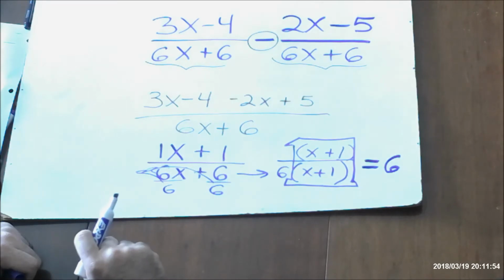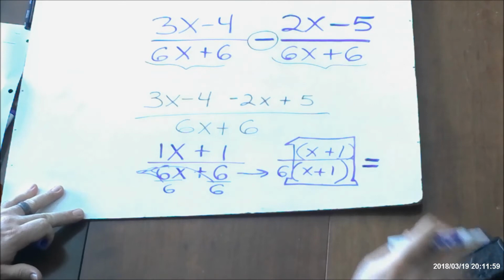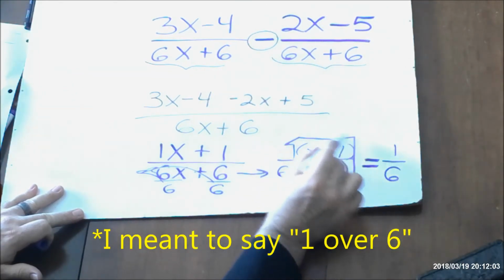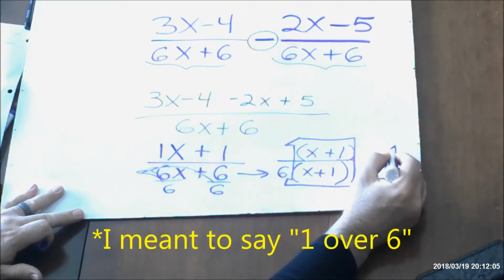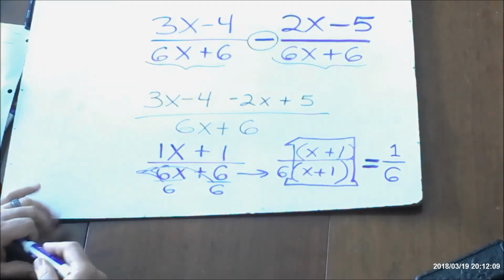So what I'm really looking at here with this 6 is it's a 6 over 1. When you cancel something out into a big 1, it doesn't disappear. It becomes 1. So be careful. That answer on this one should be 1/6.